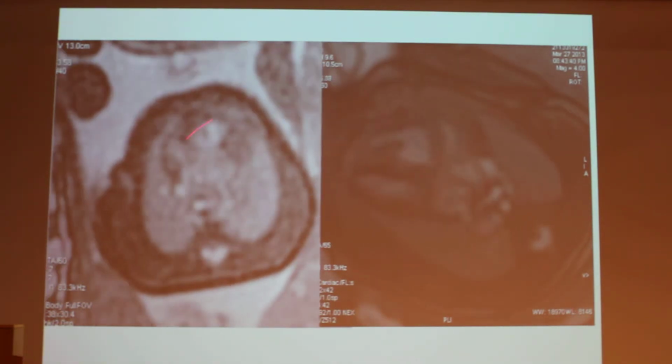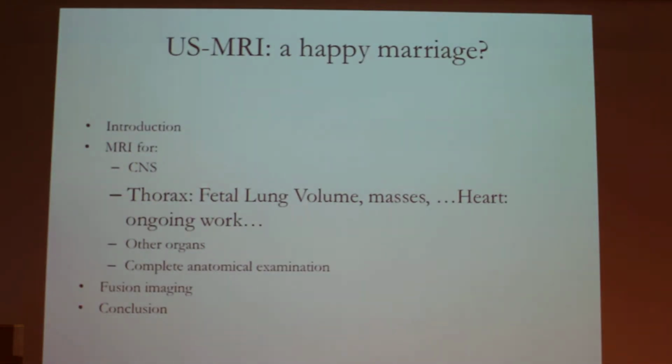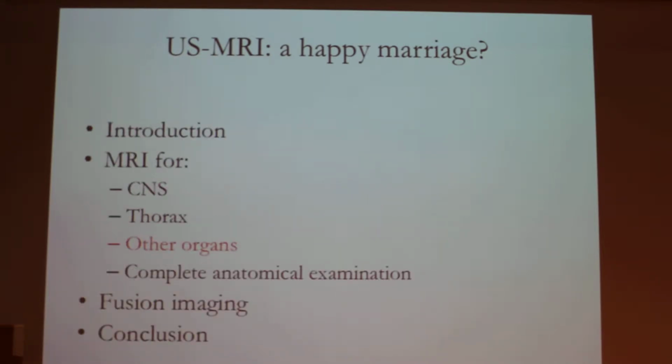This is what we would call a 3-vessel view. And this is a 4-chamber view here, and we are going up to the 3-chamber view. And you can see that we are now starting to see the fetal heart quite well, even with MRI. So remember that for the thorax, MRI will give you some additional information, especially for fetal lung volume in congenital diaphragmatic hernia, in the management of masses, and for the heart, it's coming quite soon. Let's have a look at other organs.